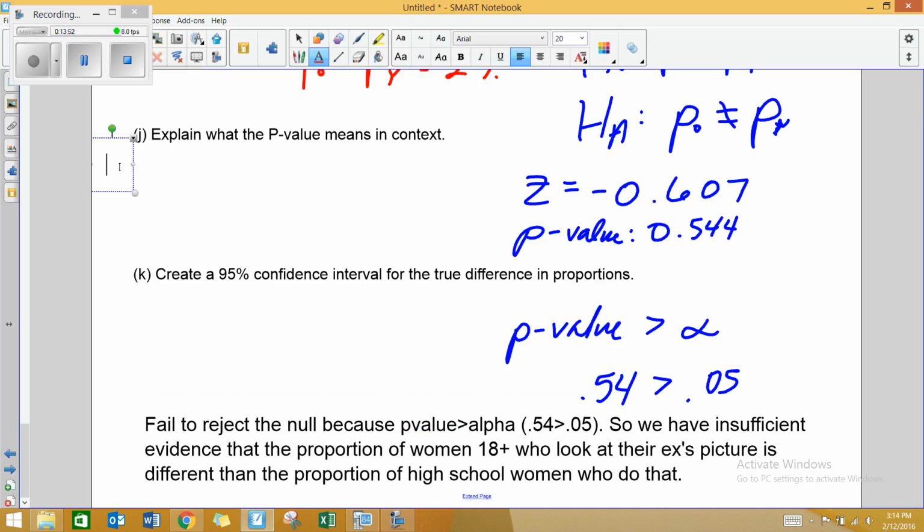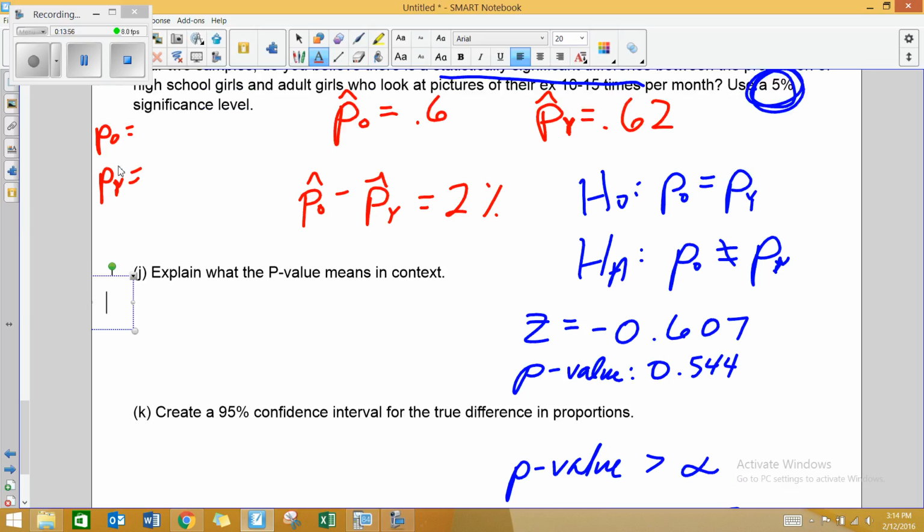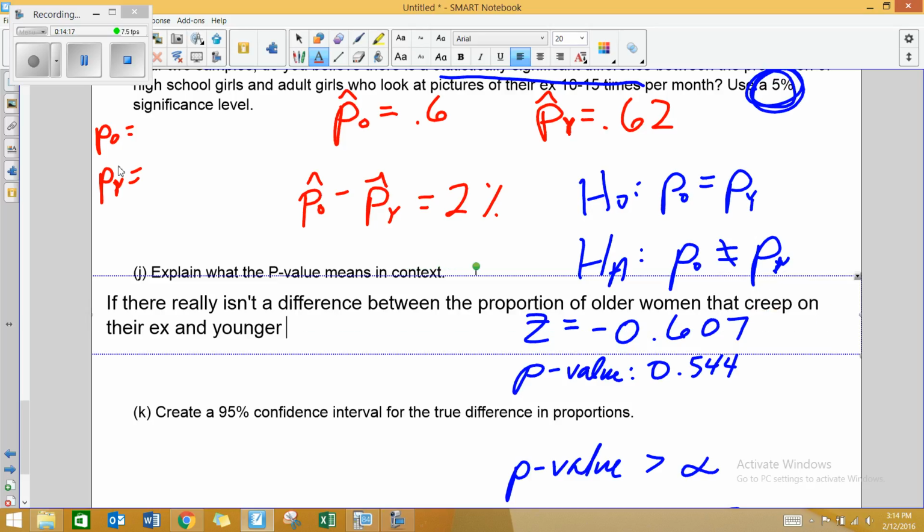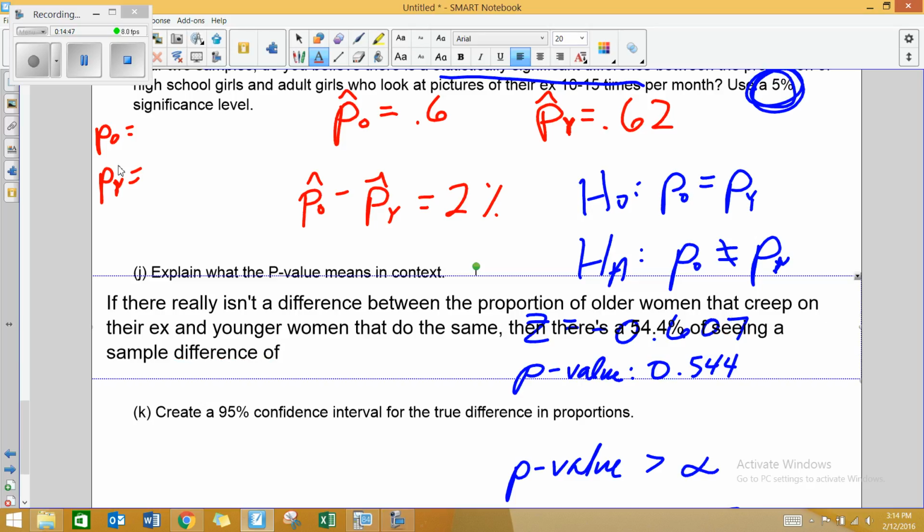Now explain what the p-value means. The p-value is, if the null is true, the probability that I would see something that unusual. So if there really isn't a difference between the proportion of older women that creep on their ex and younger women that do the same, then there's a 54.4% chance of seeing a sample difference of 0.02 or more unusual.